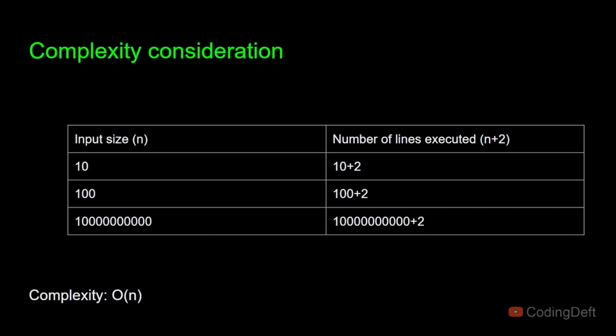So while considering complexity, the highest power is considered. So here the highest power of n is 1, and plus 2 is ignored as it doesn't have any n factor in it. So let us say if you have a complexity like n square plus 2n plus 3, then you can ignore the remaining part and consider the complexity as big O of n square.